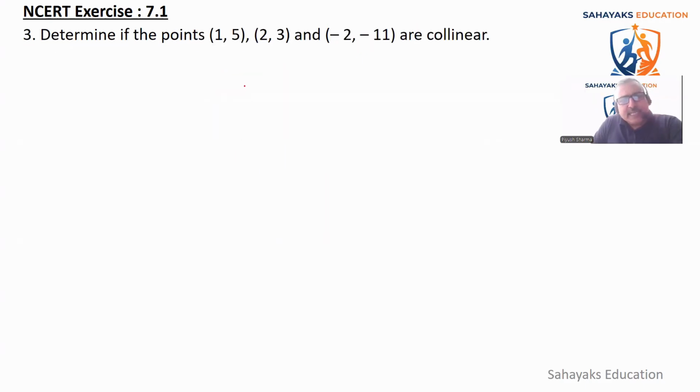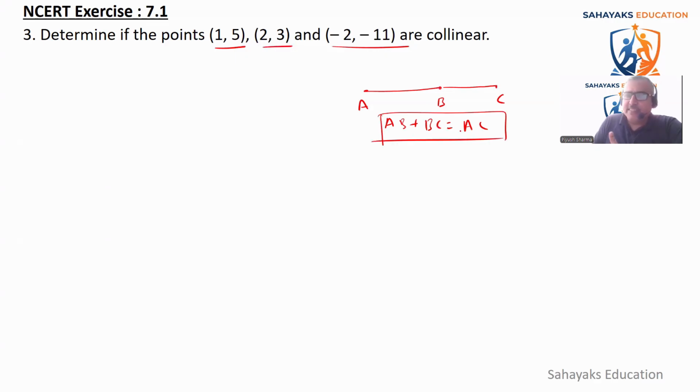Okay, so this question states: determine if the points 1, 5, 2, 3 and minus 2, minus 11 are collinear. See, any 3 points are collinear if the sum of the distances between two pairs is equal to the distance of the third. Like if I say this point is A, this point is B, and this point is C, these points will be collinear if AB plus BC is equal to AC. In this case, they'll be collinear. And in case it's not, that means they will not be collinear. They'll be making a kind of a triangle.